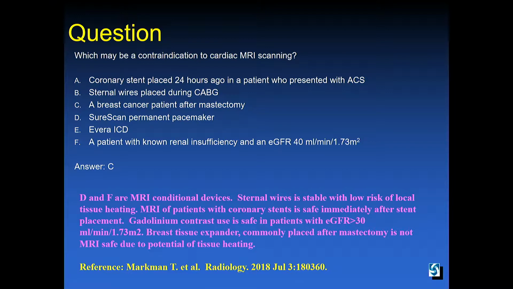But it's the breast tissue expander that is often a concern, because after mastectomy, if the patient has a breast tissue expander, the expander is directly in contact with breast tissue, and it can act like an electrical coil, and it can heat up and can potentially cause damage to the local tissue. So that's an absolute contraindication to MRI imaging. I list the reference here for your review.